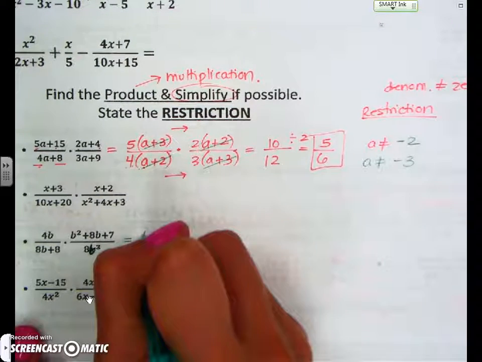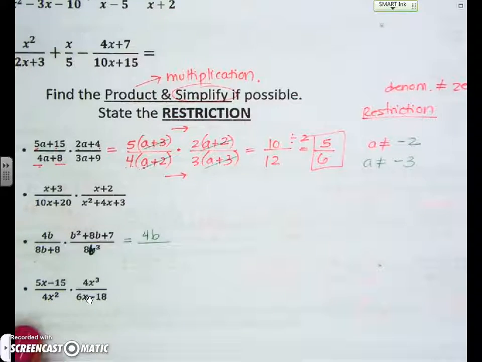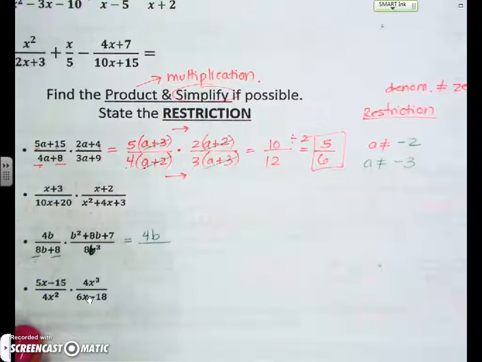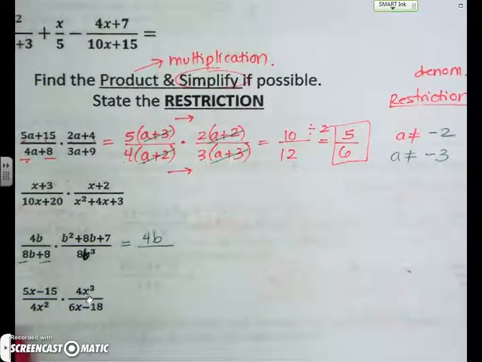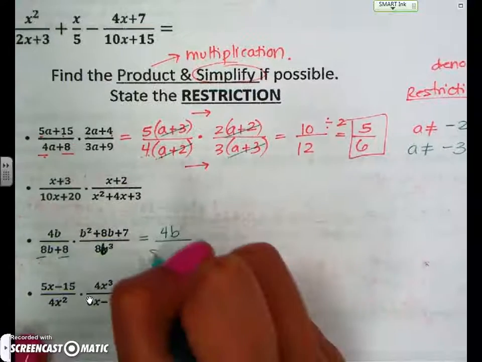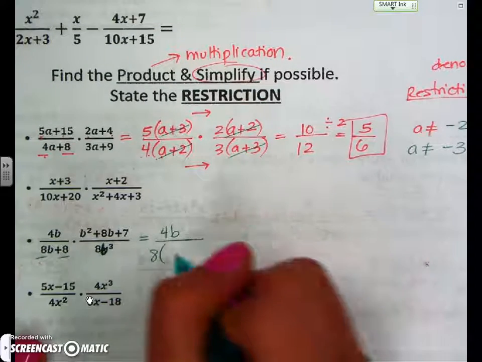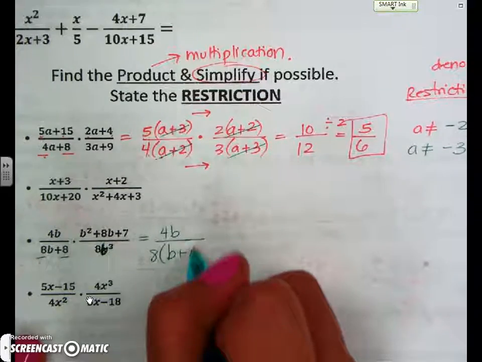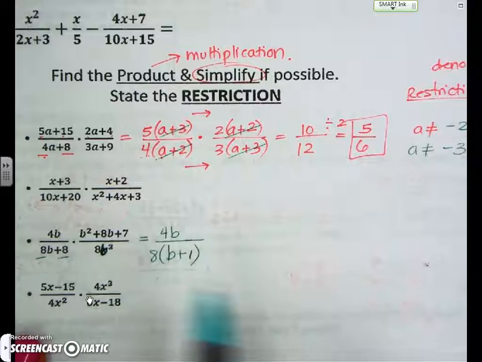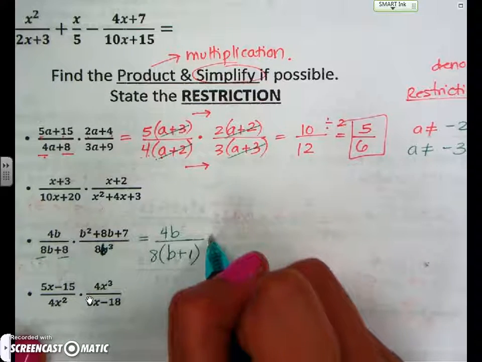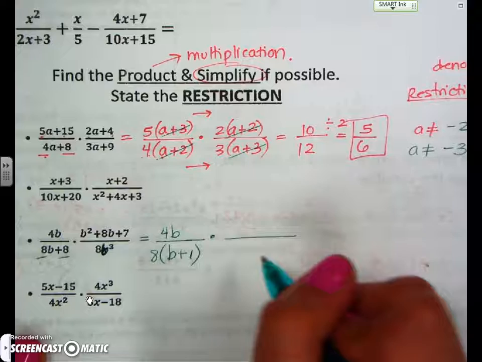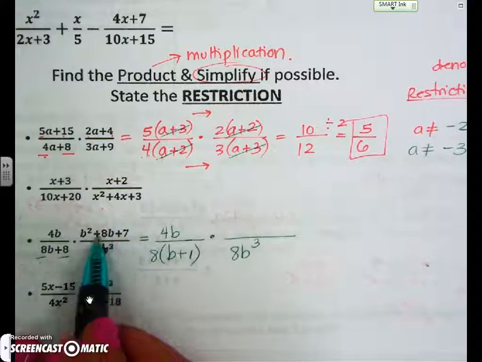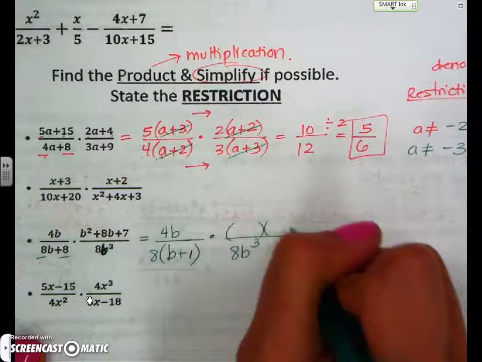Okay, so for B, there's nothing I can take out or factor out of both of these. What can I factor out of 8 and 8? 8, good. So I'm going to put an 8 on the outside. What am I left with? B plus 1. There you go. Because 8 times B gives you 8B, and 8 times 1 gives you 8. Times 8B cubed. Okay, so now I have a trinomial, and I need to make it into a binomial, which is what we learned about in the last station.